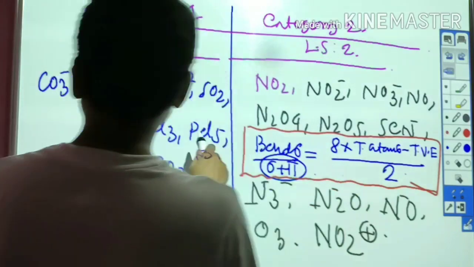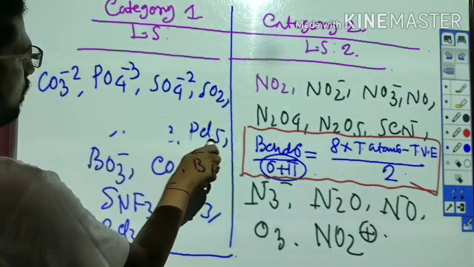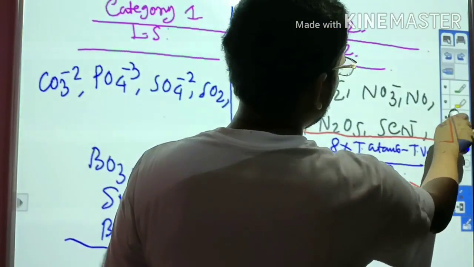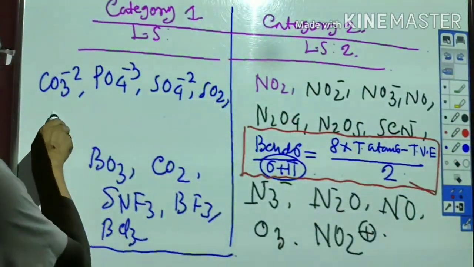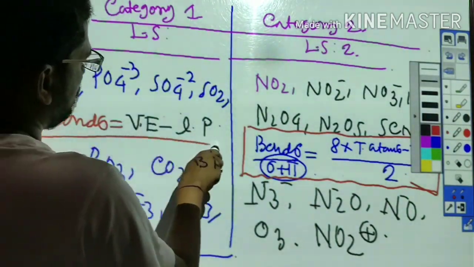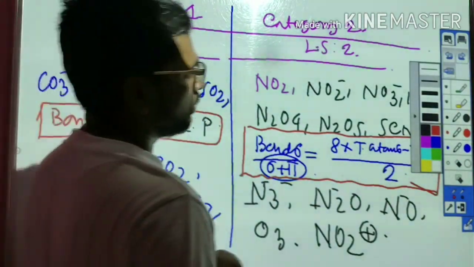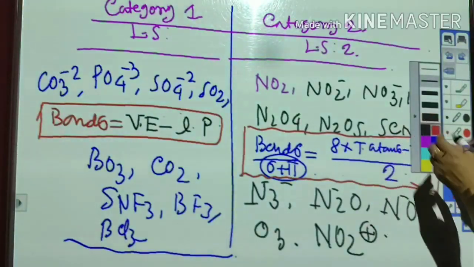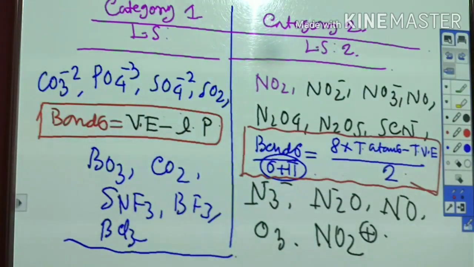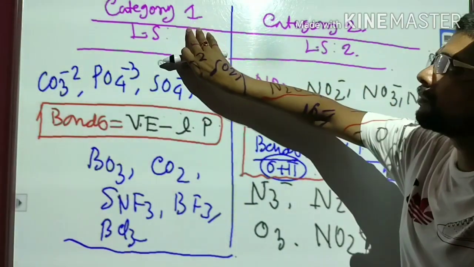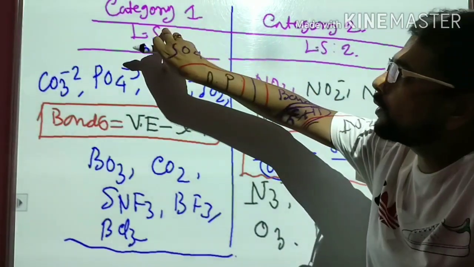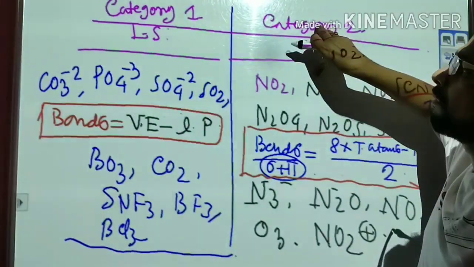And in the other case, we will use the number of bonds formula: electron minus lone pair. So this is the difference in formula. Other things remain the same. For the central atom, you have to follow the same rule, whatever rule you followed here.